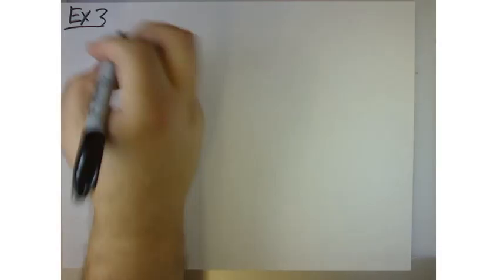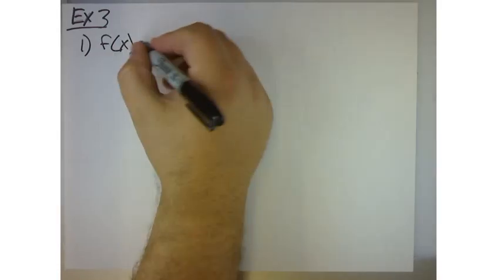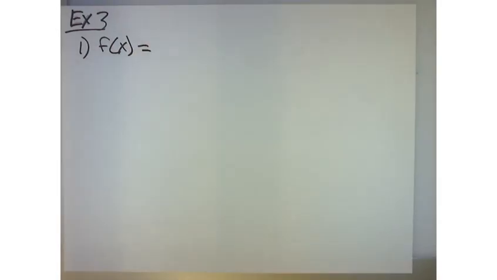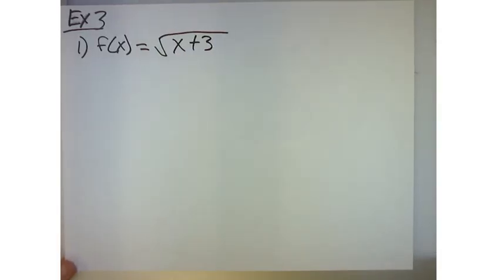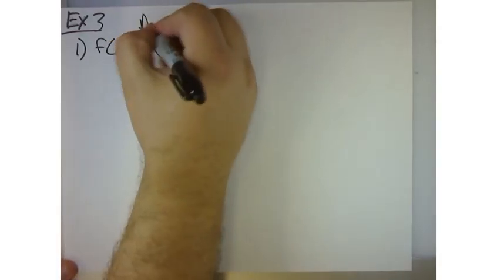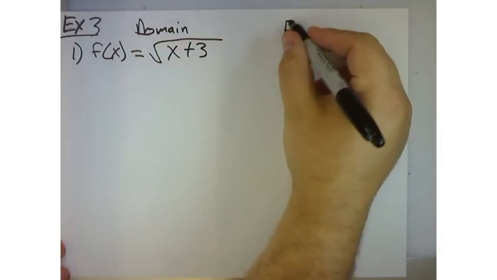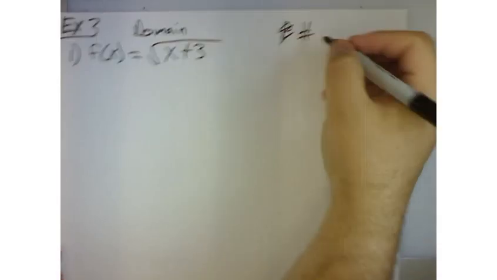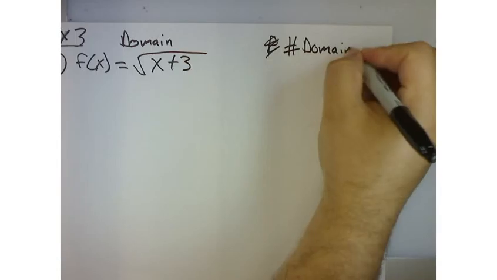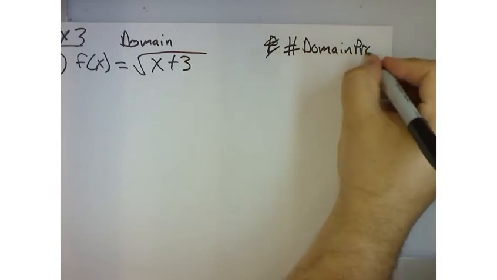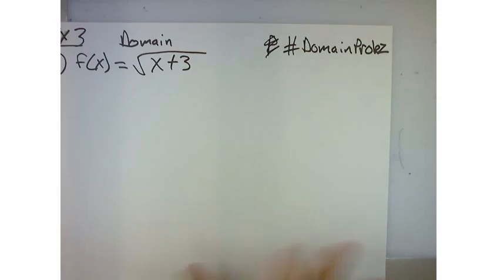in the domain of some function. So the first function they give us is f of x is equal to the square root of x plus 3. Alright, and we're asked to find the domain. We'll call this hashtag domain probs. Okay, domain probs. So what are the problems with domain?